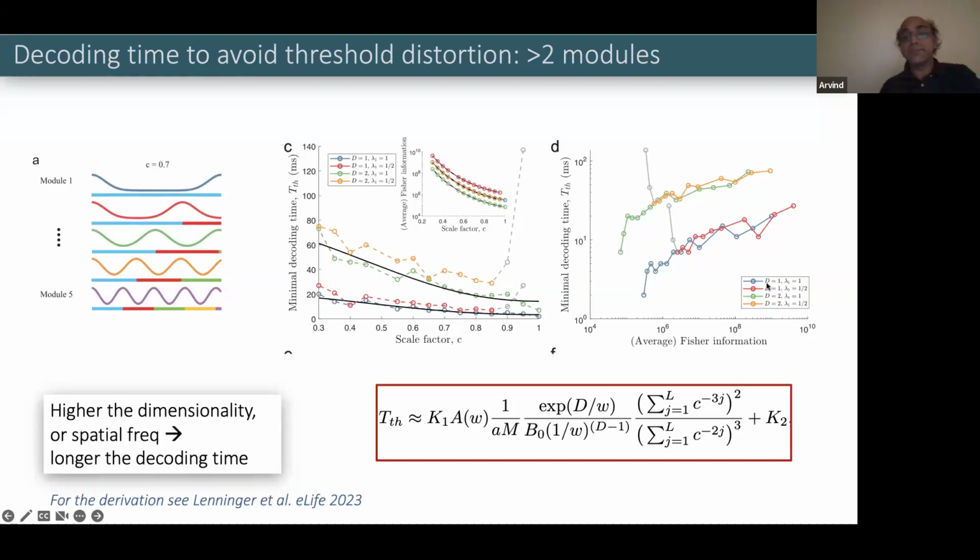Now, this is the Fisher information and the decoding time. So with more decoding time, of course, Fisher information is higher. So that's, I think, the story then: the periodicity of tuning curves imposes a limitation through these large errors, and you can avoid them if you give yourself more time.